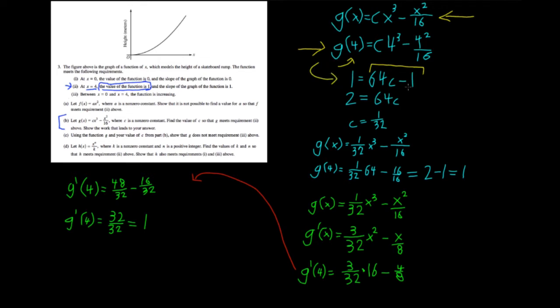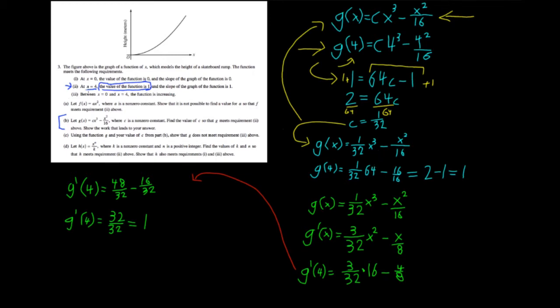And then we'll add 1 to both sides to get 2 is equal to 64c. And then we will divide both sides by 64 to get c is equal to 1 over 32. And then we will plug this back into the original equation, which is up here, and we get g of x is equal to 1 over 32 times x cubed minus x squared over 16.